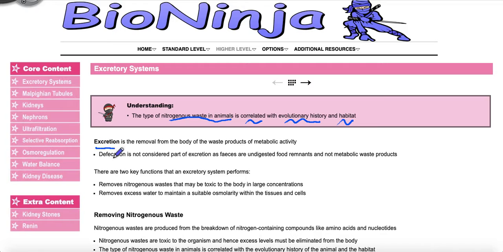So what is excretion? Let's first define that. That's the removal from the body of the waste products of metabolic activity. So then that means that defecation is not considered part of excretion because feces is undigested food and it's not metabolic waste. There are two key functions that an excretory system performs. The first one is the removal of nitrogenous wastes, which we're going to see in just a moment, that may be toxic to the body in large concentrations. And secondly, removing excess water to maintain a suitable osmolarity within the tissues and the cells.